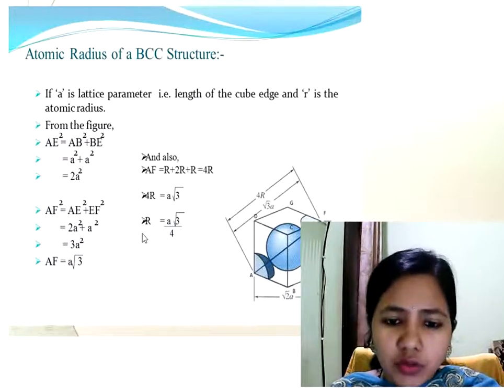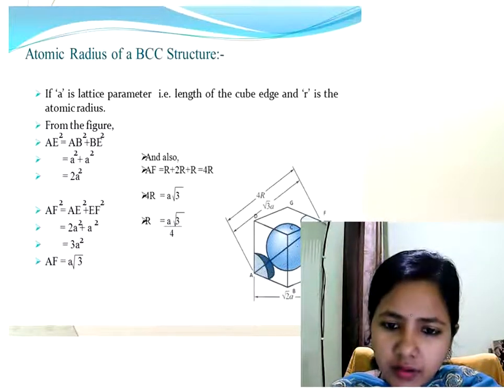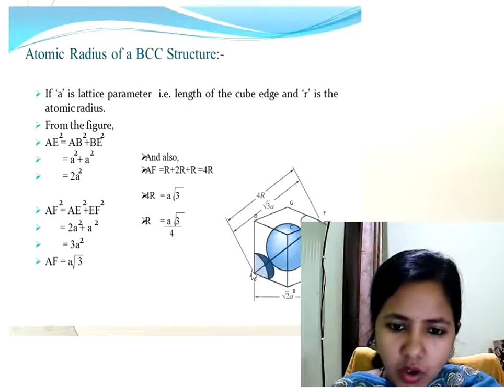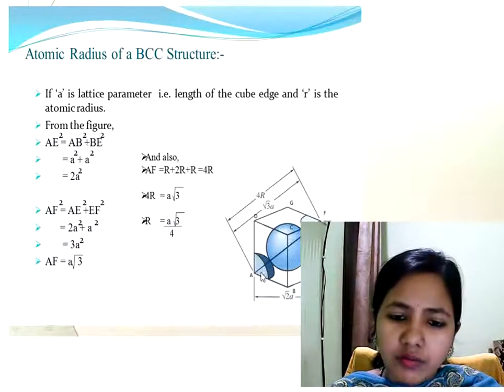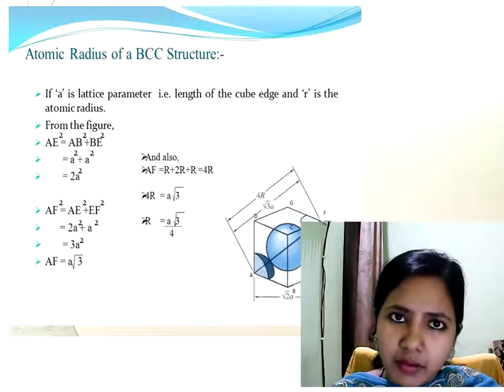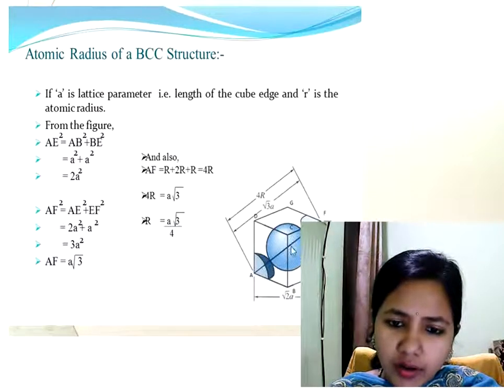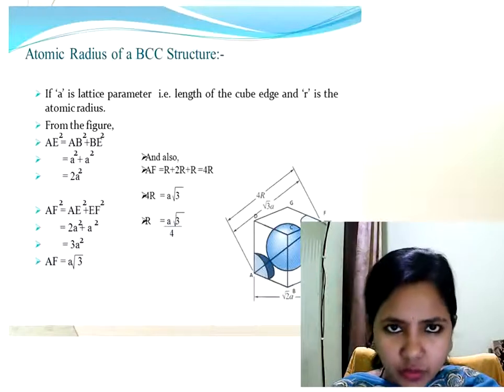Now we have to consider this triangle AFE, or AEF, as we have already joined this line AE. Again we have to find out the value of this AF by applying the Pythagoras theorem, right? So AF square is equal to AE square plus EF square.